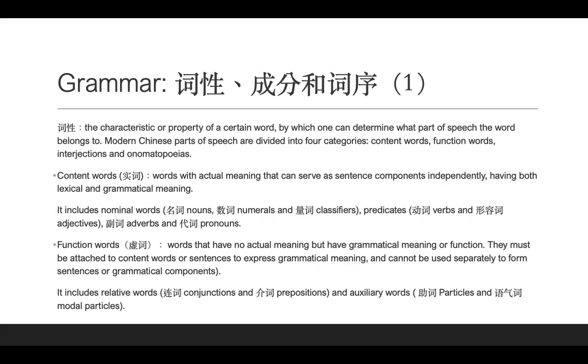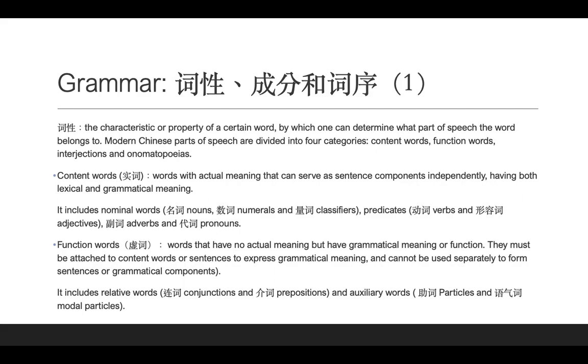So modern Chinese parts of speech are divided into 4 categories: content words, function words, interjections, and onomatopoeias. But for us, the most important are the first two, content words and function words, because these are the basic components of a whole sentence. So for content words, it means words with actual meaning that can serve as sentence components independently, and they have both lexical and grammatical meaning.